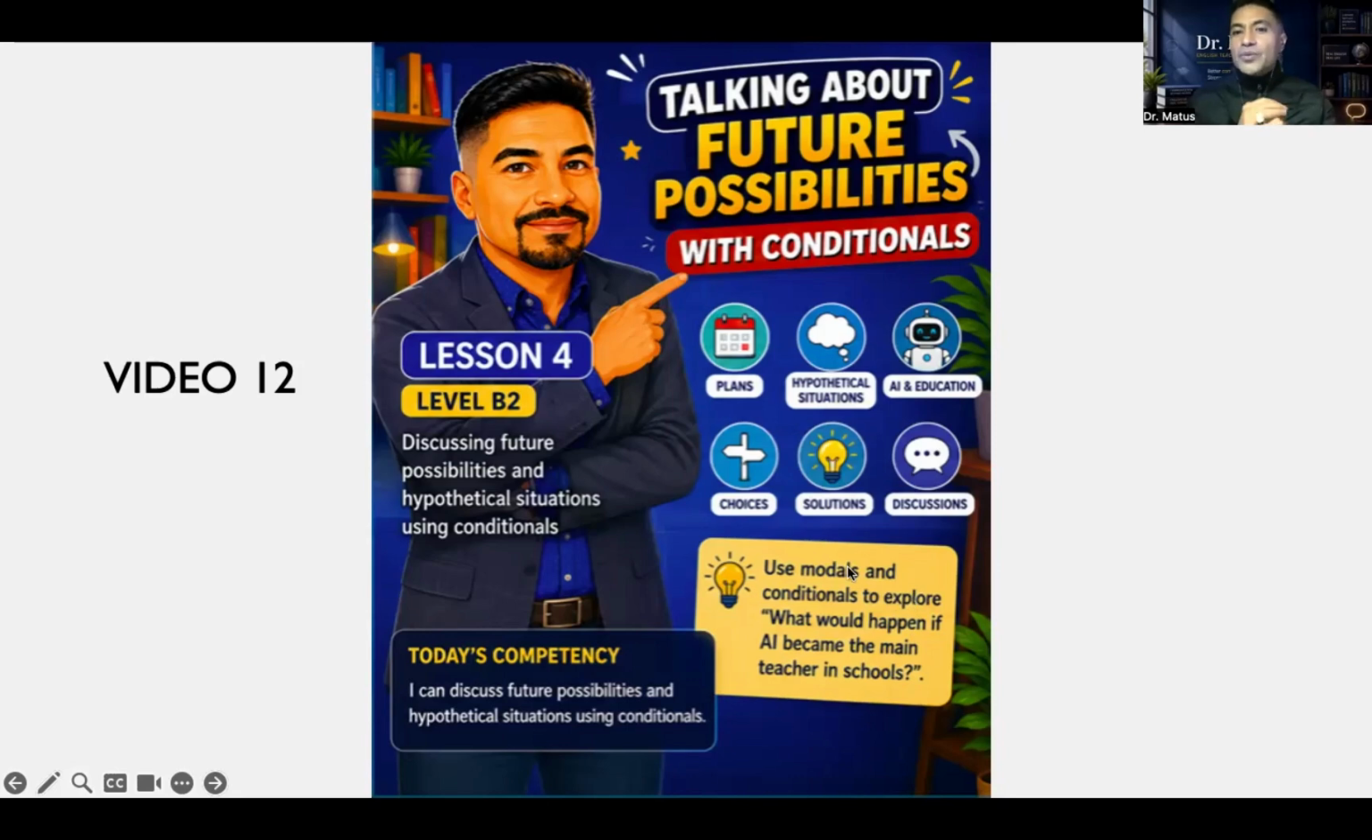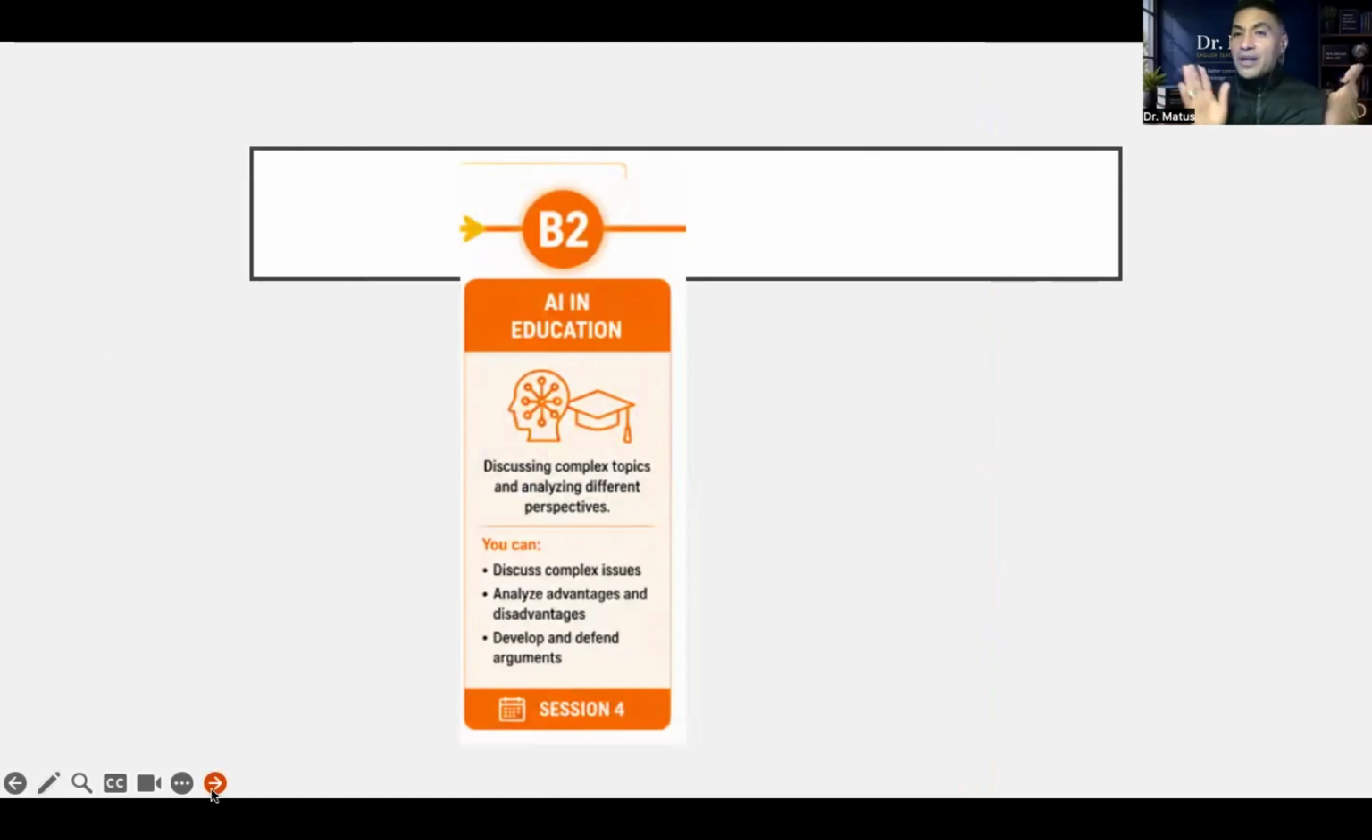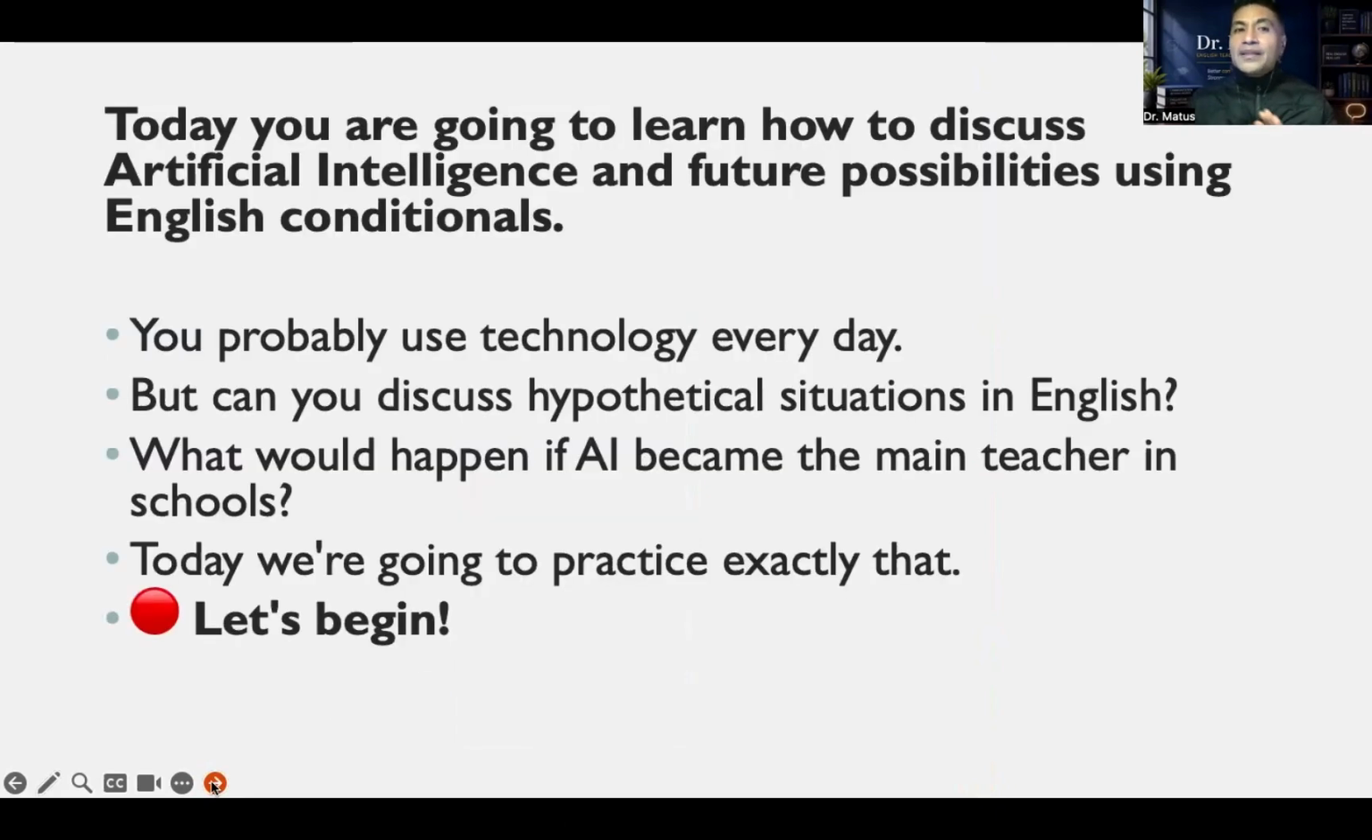In this video, you will learn how to use modal verbs as part of this video, okay? You will be able to use conditionals to explore, for example, what would happen if AI became the main teacher in schools. So to begin with, remember, we are on level B2 now, artificial intelligence in education. You will be able to discuss complex topics and analyze in different perspectives. You will be able to discuss complex issues, analyze advantages and disadvantages, develop and defend arguments. So today you are going to learn how to discuss artificial intelligence and future possibilities with English conditionals.